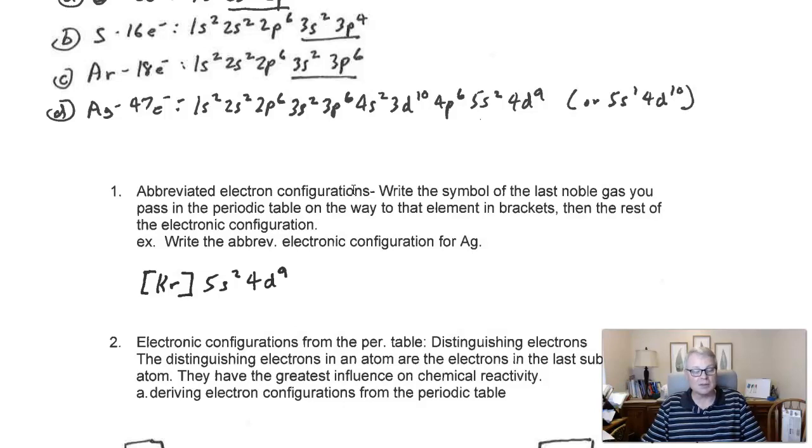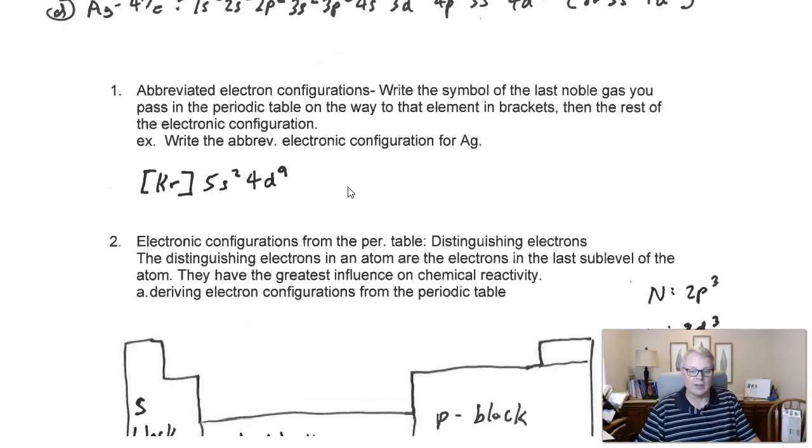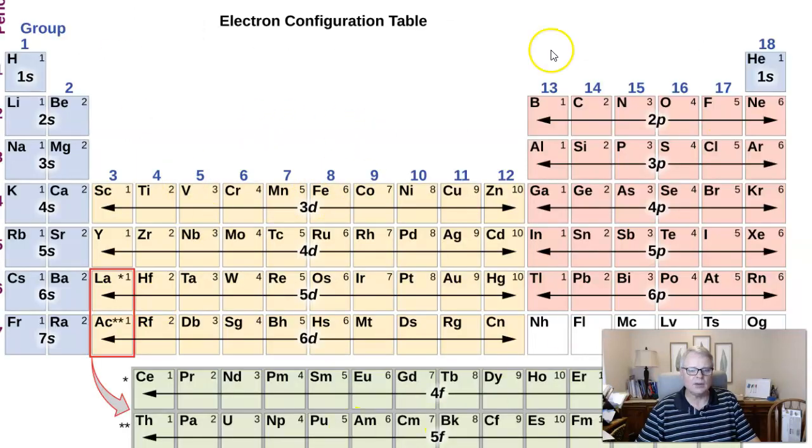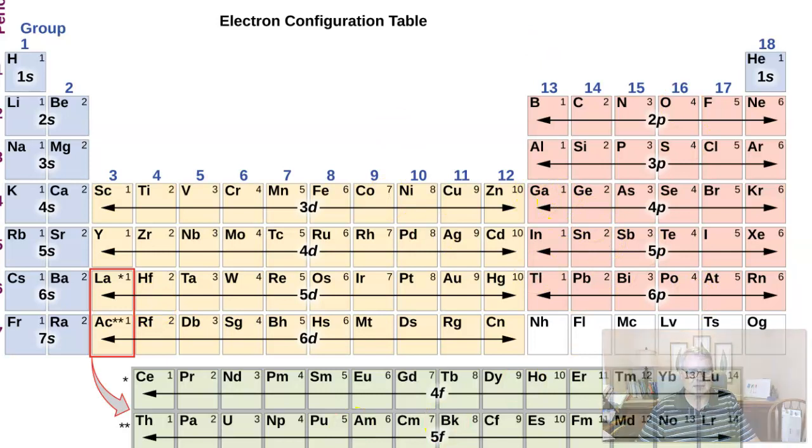How do I determine the distinguishing electrons just by looking at the periodic table? On top of that, I can even derive the electron configuration just by looking at the periodic table. I don't even have to have that chart or that order of filling anymore. How does that work? Well, I think your book has a really nice picture here. Here you go. Here's your periodic table. Looks something like this.